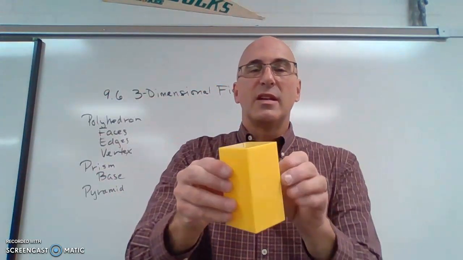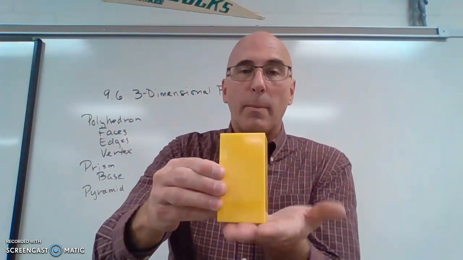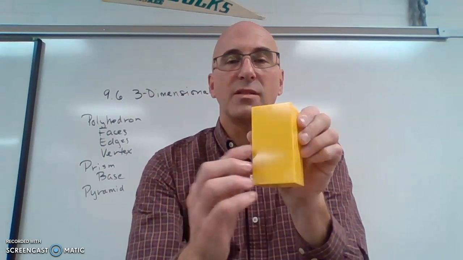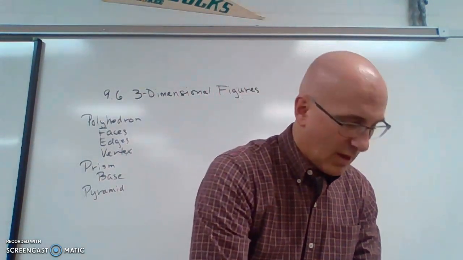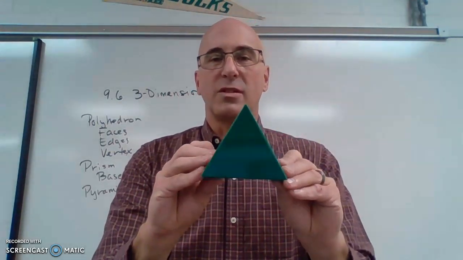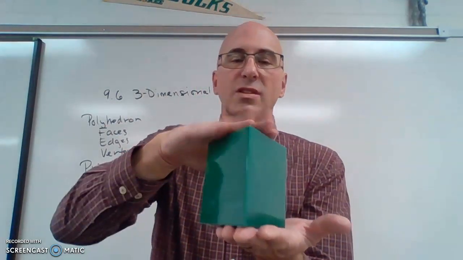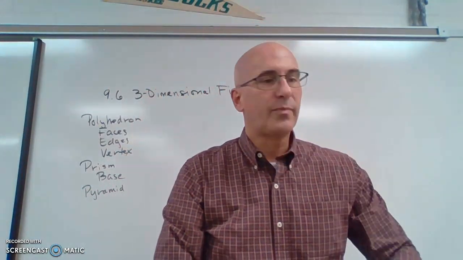So this is a prism. It has a square on the bottom, and I'll just use the words bottom and top, and the rest are polygons, rectangles. Here is another one. I had this one out before. This is a prism. It's a triangular prism. The two bases are triangles, and then the rest of the faces are polygons, which look to be squares in this one.